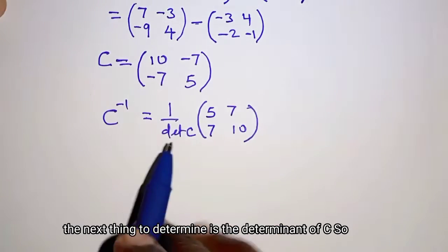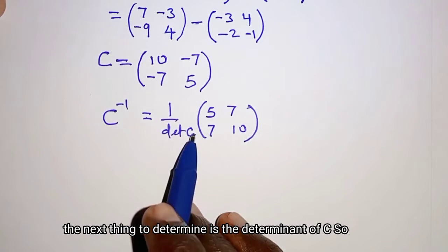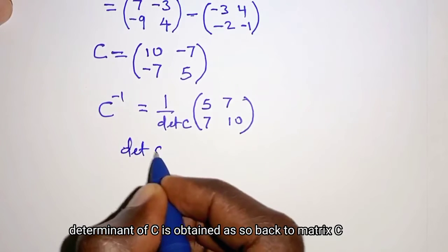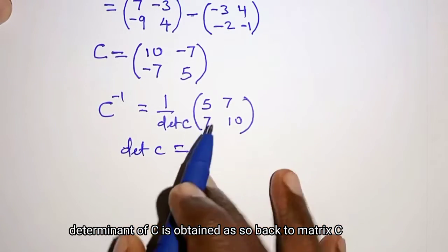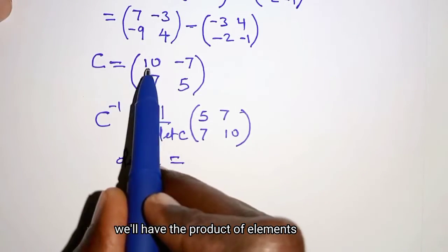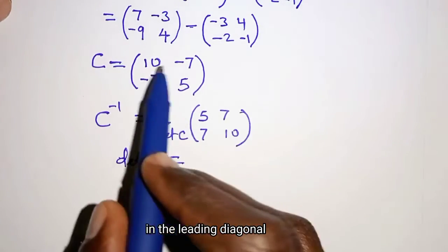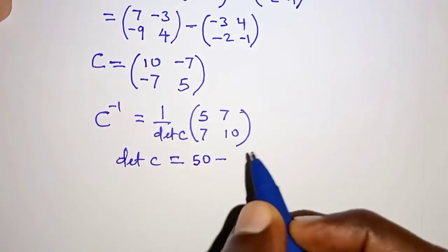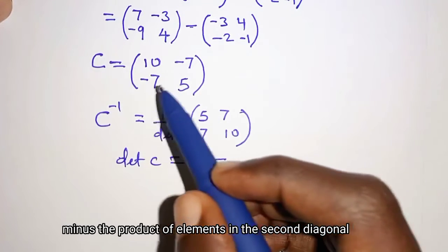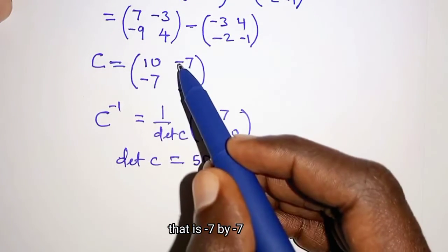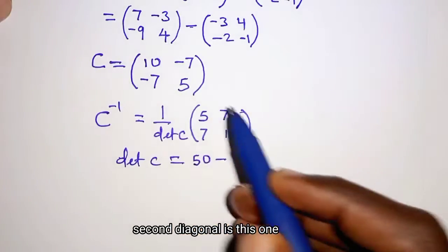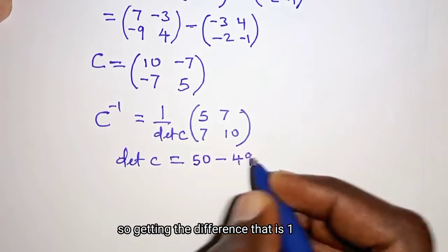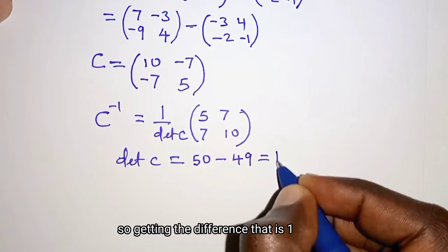And once you're done with this, the next thing to determine is the determinant of C. So determinant of C is obtained as, back to matrix C, the product of elements in the leading diagonal, that is 10 by 5, which is 50, minus the product of elements in the second diagonal, that is negative 7 by negative 7. The second diagonal is this one. So negative 7 by negative 7 is 49. So getting the difference, that is 1.